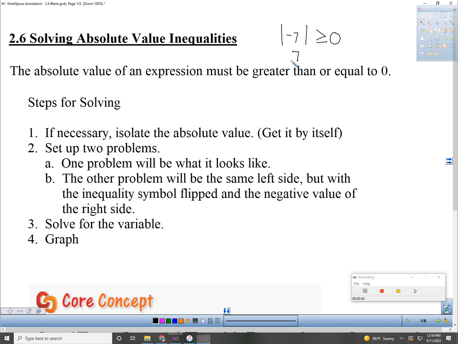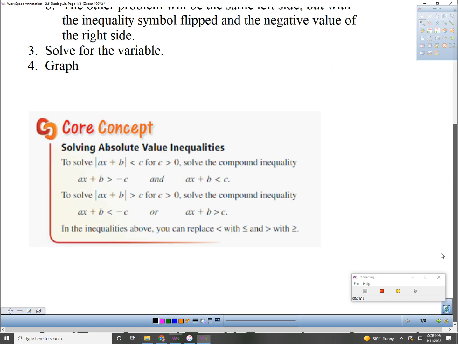So I gave some steps for solving here. First, if necessary, you're going to isolate the absolute value. That just means get that part by itself. And then, secondly, you're going to set up two problems. Those two problems look like this. One of them will be exactly what it looks like. The other problem is going to be the same thing that's on the left side, but you're going to switch the inequality symbol and then take the negative value of what's on the right side. Then you will solve for the variable, and then you will graph.